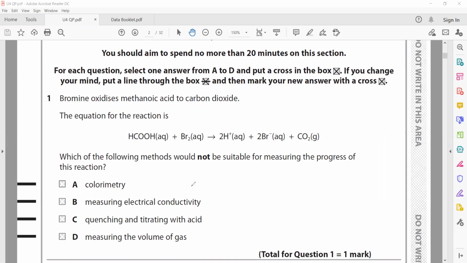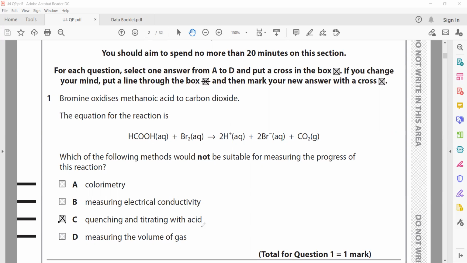So you have to check, because if you quench with acid, there should be either a reactant or a product which reacts with the acid. Methanoic acid, you don't find a reaction of methanoic acid with another acid. Bromine is there, no reaction, and the same thing for carbon dioxide, bromide ion or hydrogen ion. So neither reactant nor product is reacting with acid. So this method cannot be used.